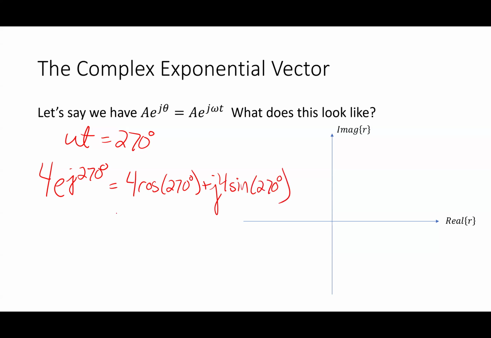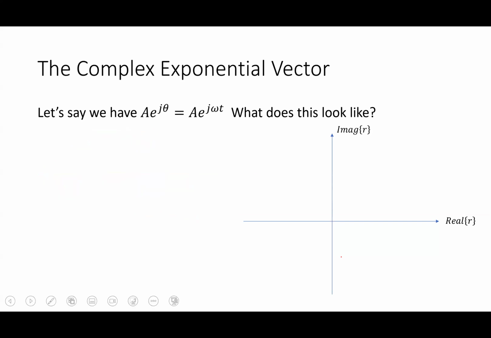What's that become? What's the cosine of 270? 0. Right? What about the sine of 270? -1. Right? So this becomes negative j 4, which is -j4. Okay, so negative j4, where's that? Straight down.